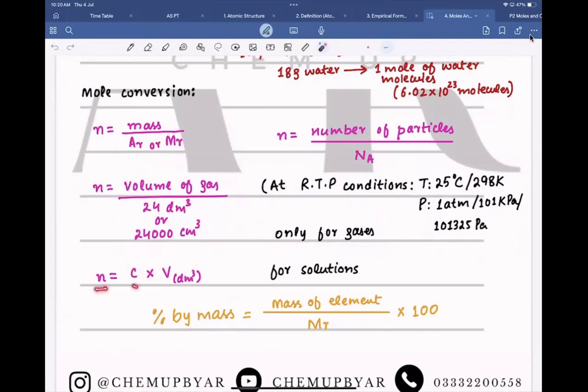Now, next we have moles. Moles is equal to, if we are given the concentration and volume of a solution, we multiply that concentration with the volume and we get the number of moles. And to convert the volume into decimeter cube, what do you usually do? Normally they provide the volume in centimeter cube, so we divide it by 1,000 to convert it into decimeter cube. Okay.